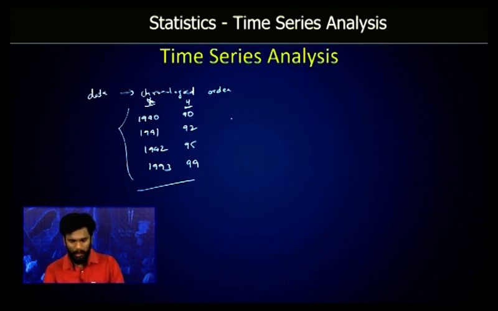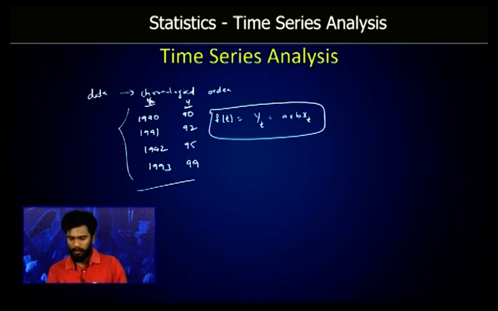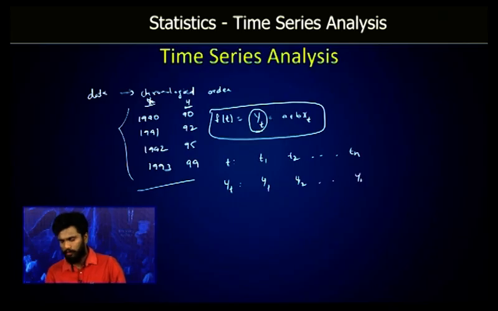Now this time series we can represent mathematically as yt = a + b xt. You can call it f of t, function of t. Now this y of t is the value according to the time. When time changes, y of t will change. Let us consider time period 1, time period 2, and so on up to time period n, and y of t has corresponding values y1, y2, and so on up to yn.